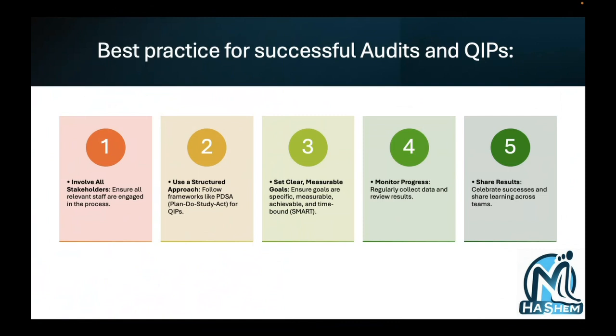So the best practice is to involve the whole team. It doesn't go just to seniors or juniors. No, you have to audit the whole team. You have to have a structured approach.